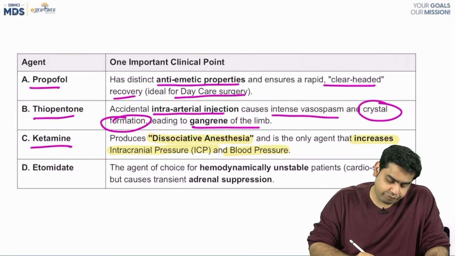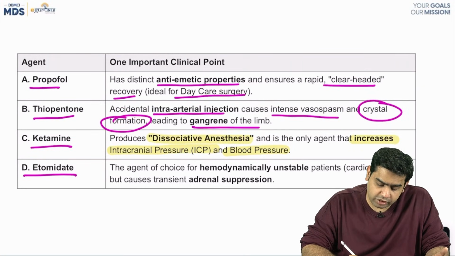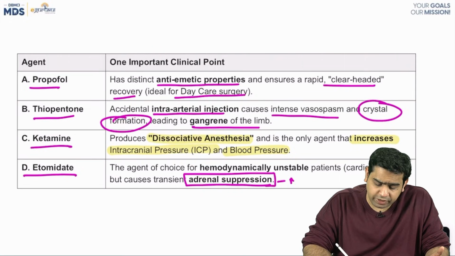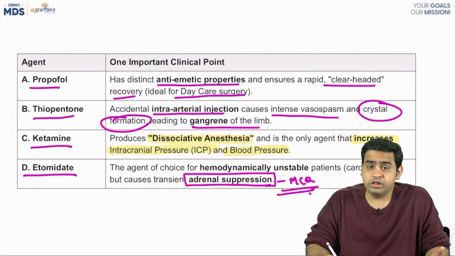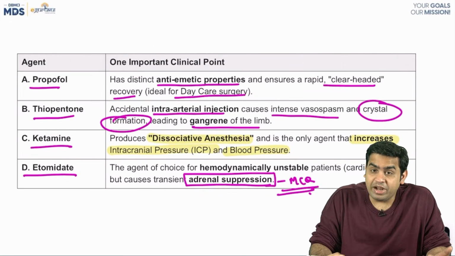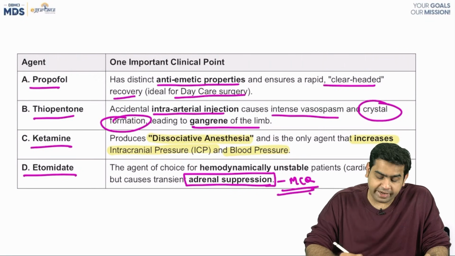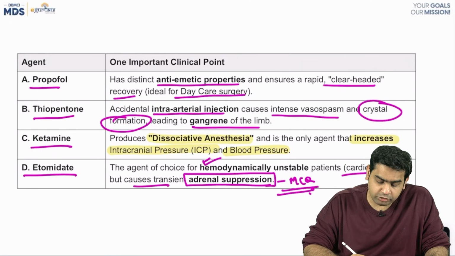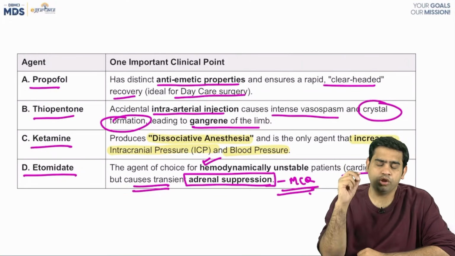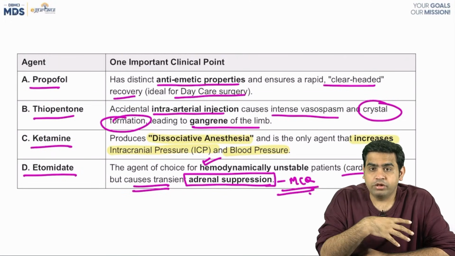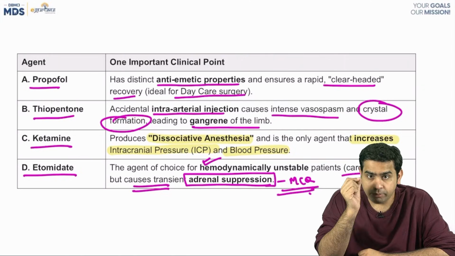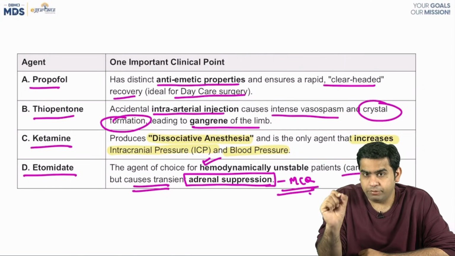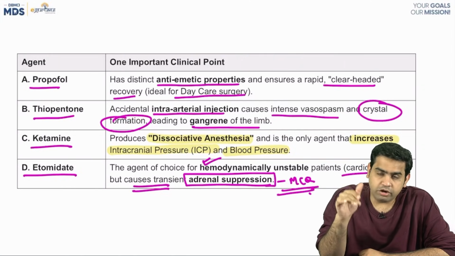Lastly, etomidate. What you need to understand is that it leads to adrenal suppression. This is a very, very important MCQ. Which anesthetic agent can lead to adrenal suppression? It is etomidate. It is the agent of choice for hemodynamically unstable patients, as it is cardiac stable, but causes adrenal suppression. Another thing is that for cardiac surgeries you can use etomidate, but the problem is it causes adrenal suppression. This is something which is tested quite a lot.